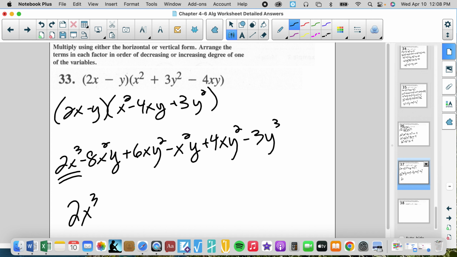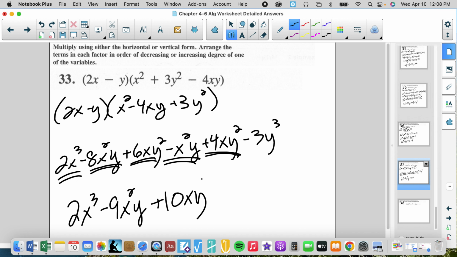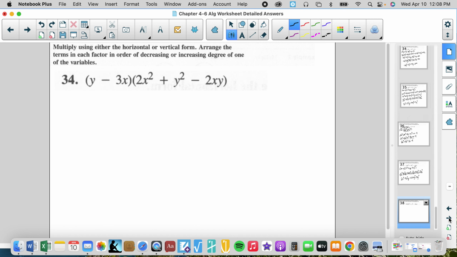Doesn't have a partner. This has a partner with that. That's negative 9x squared y. This has a partner with this, which is positive 10xy squared. And this doesn't have a partner. All right, so I chopped off some work there.